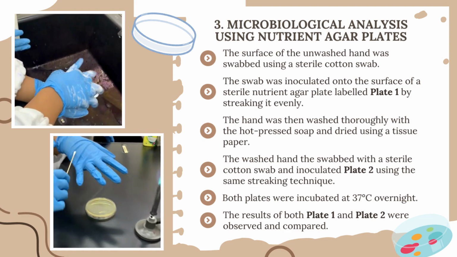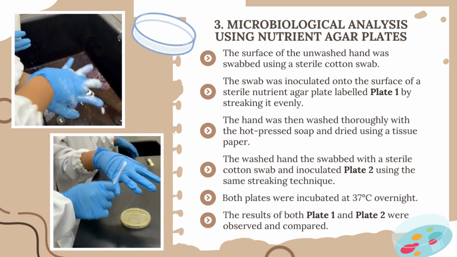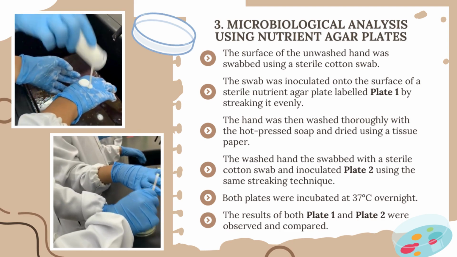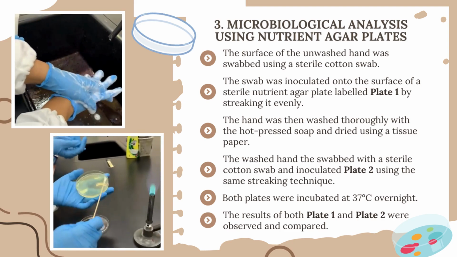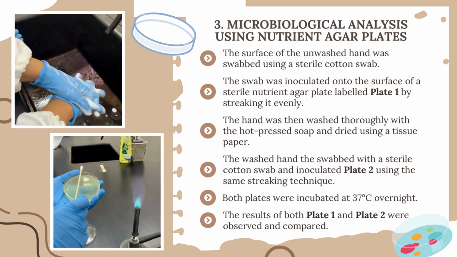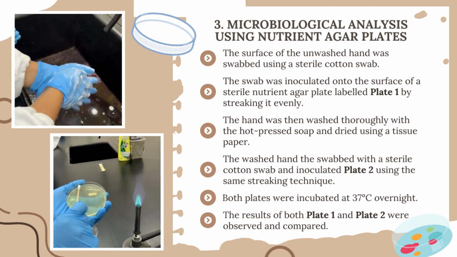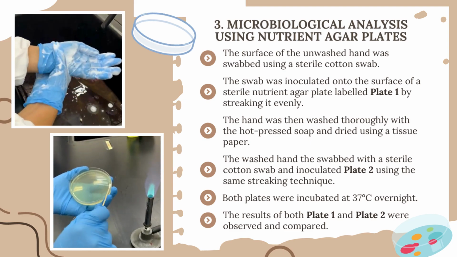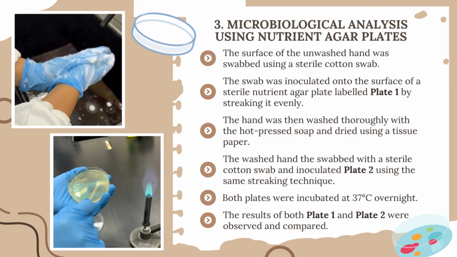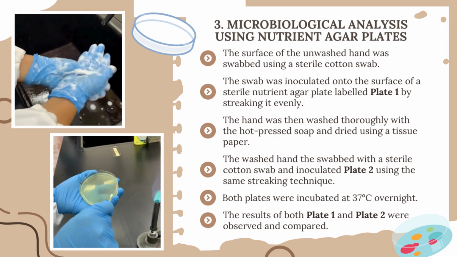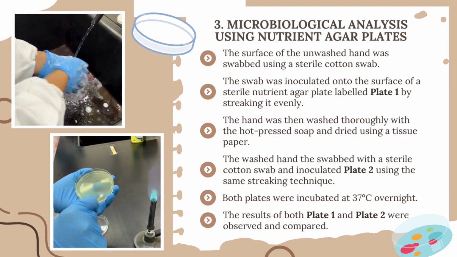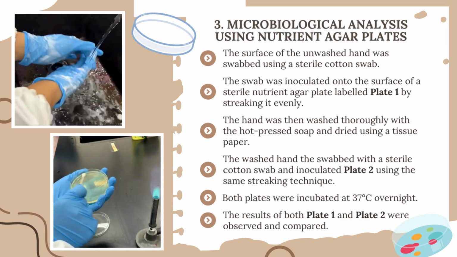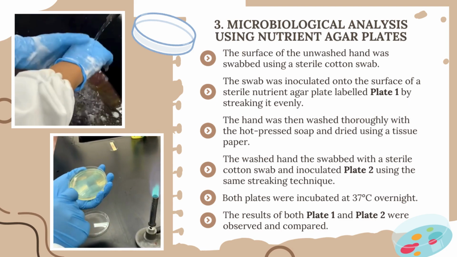Next, the same hand was washed thoroughly with the hot press soap and dried using tissue paper. After that, a new sterile swab was used to collect bacteria from the washed hand, and the sample was streaked onto the second agar plate using the same technique. Both plates were incubated at 37 degrees Celsius overnight to allow bacterial growth. After incubation, the results of both plate 1 and plate 2 were observed and compared.